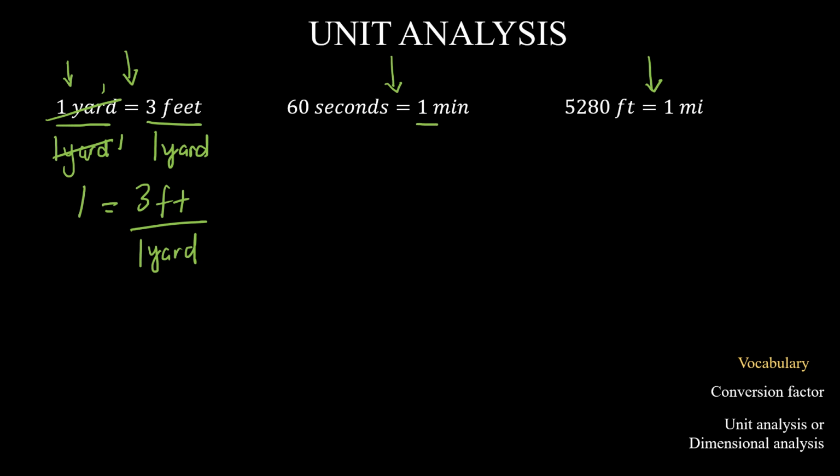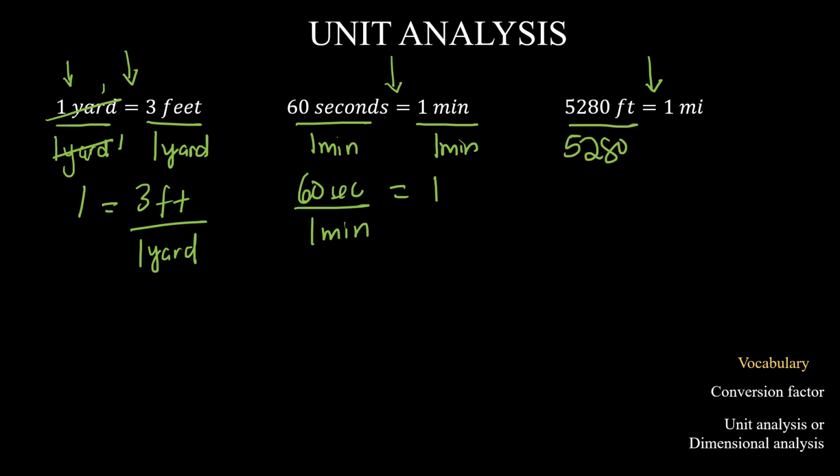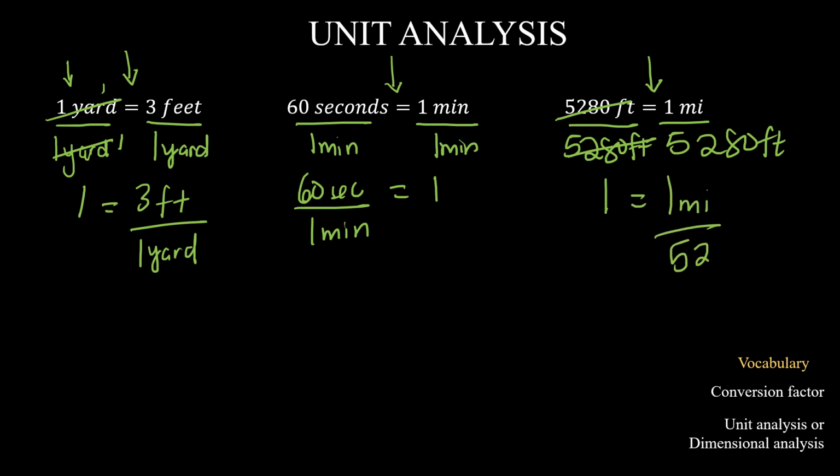What if I divided by 1 minute? So divide both sides by 1 minute, and then I get 60 seconds over 1 minute is equal to 1. Okay, what about here? Divide both sides by 5,280 feet, and then again I get 1 is equal to 1 mile over 5,280 feet.